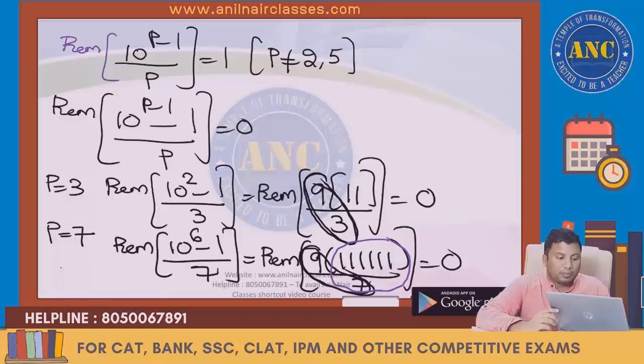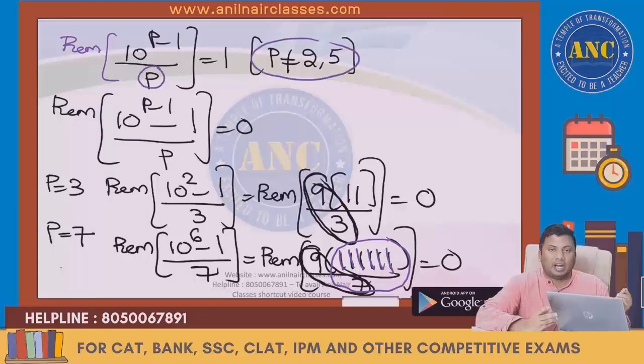Now what is the point I said? Any single non-zero digit written p minus 1 times is always divisible by p. Why is p not equivalent to 2, 5? Because p and 10 are co-prime. Why can p not be 3? Because 9 is divisible by 3.